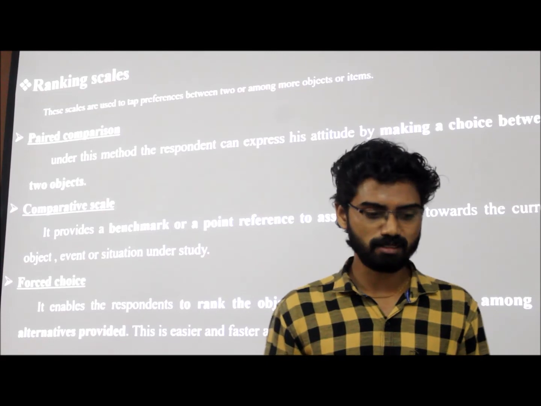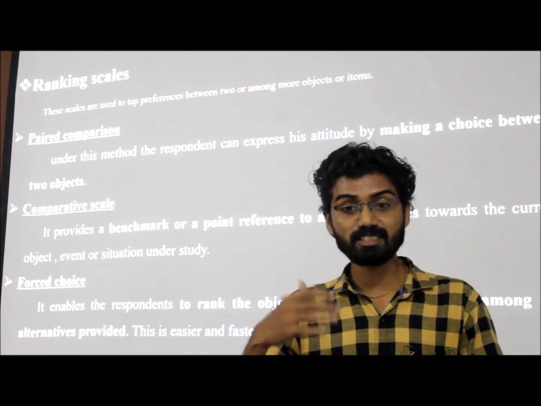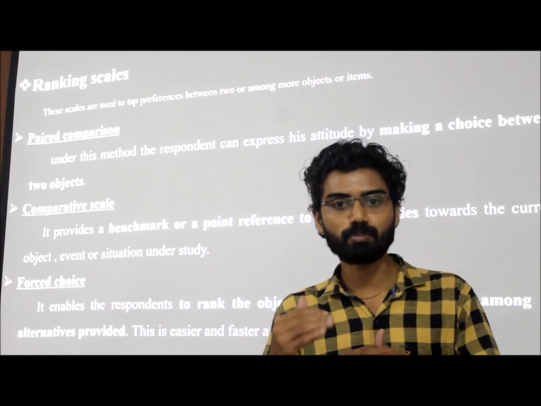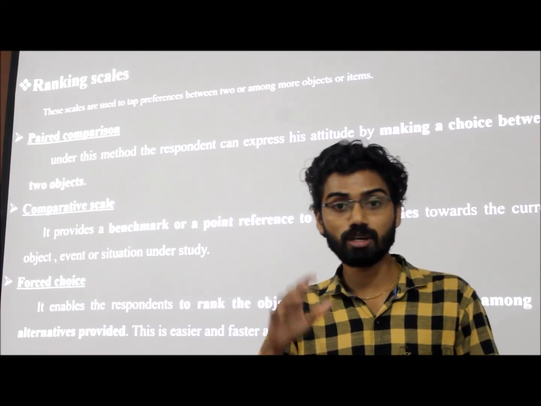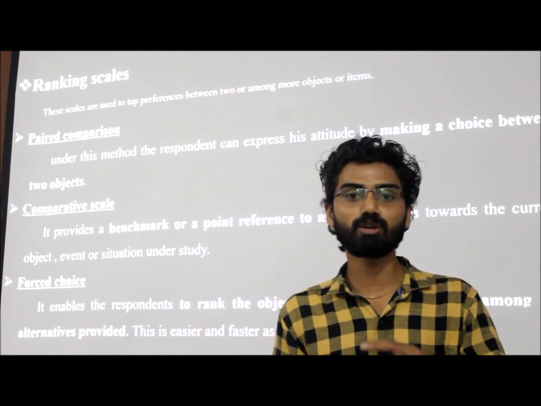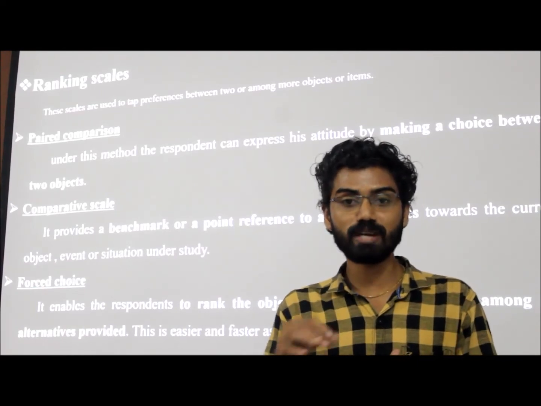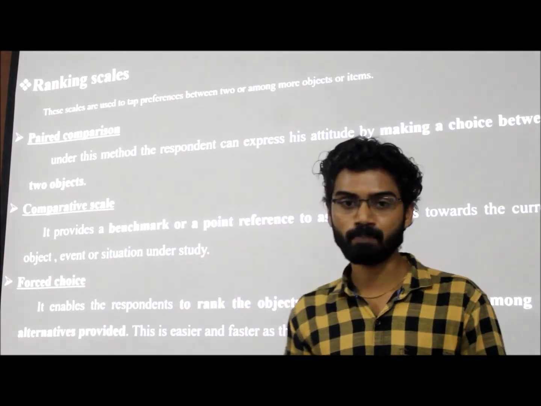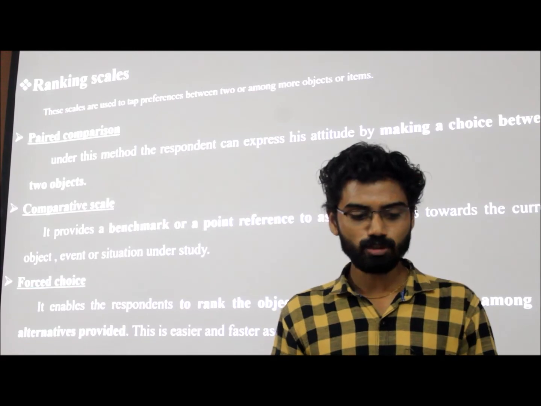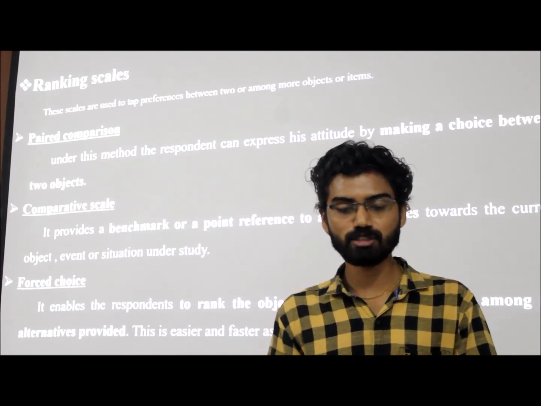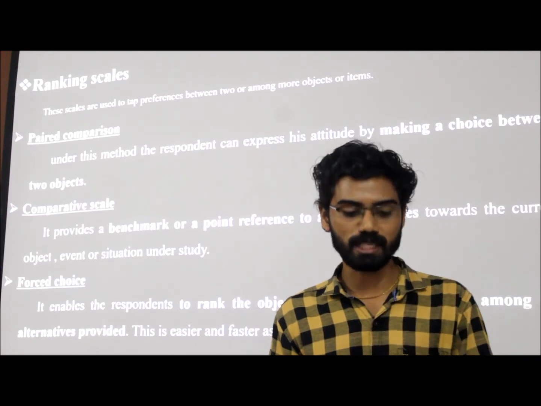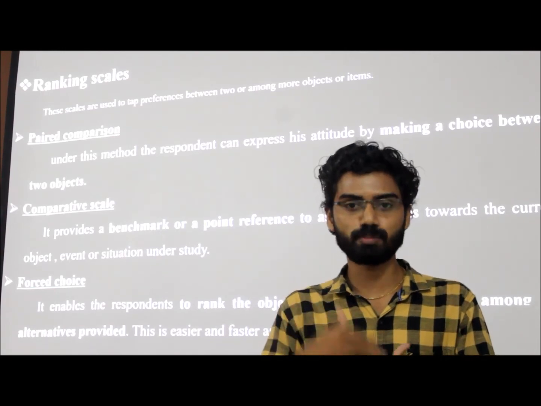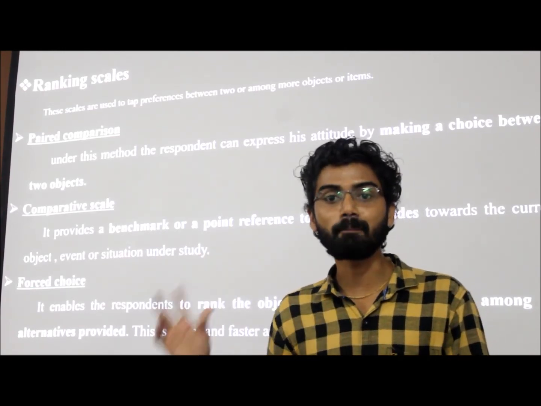First one, paired comparison scale. So under this method, the respondent can express his attitude by making a choice between two objects. So that is pair. Okay, we are providing two things or two objects. So the respondents can select one of the pair. That is paired comparison. And next one is comparative scale. So it provides a benchmark or a point of reference to assess the attitude towards the current object. Okay, so we will be providing a benchmark or point to know the attitude of the respondents towards that particular object. That can be called as the comparative scale.